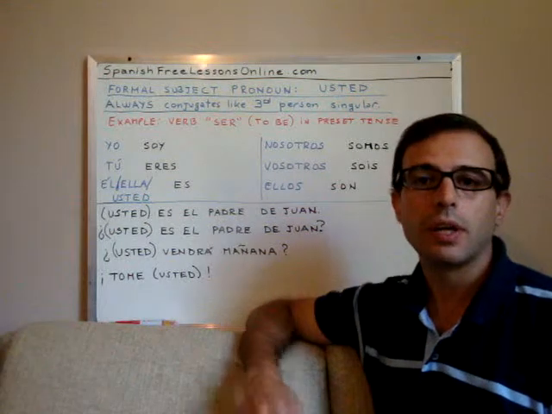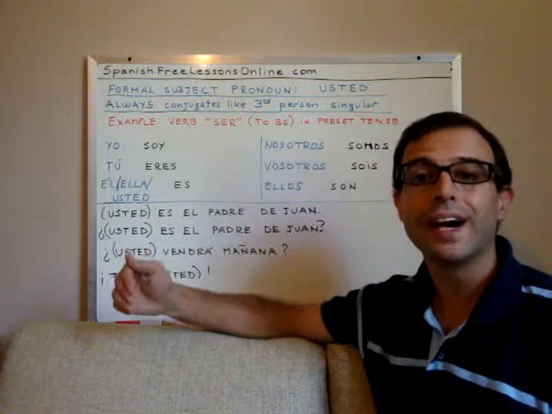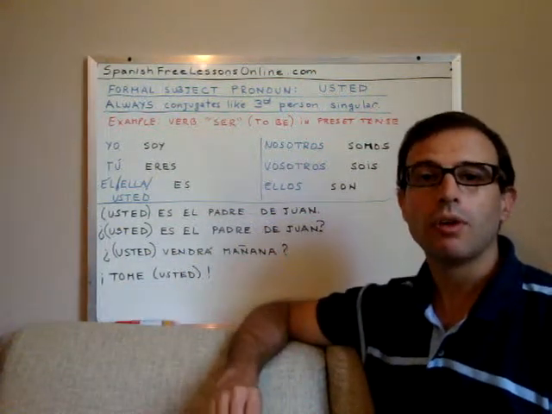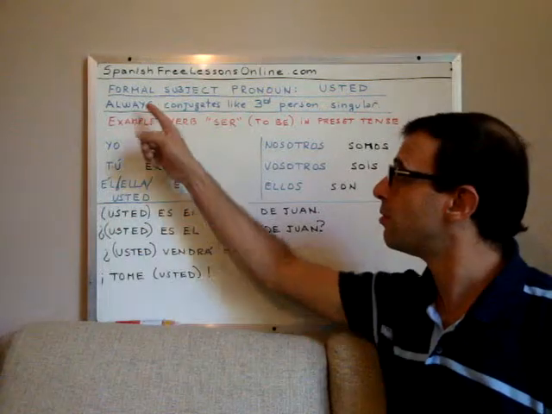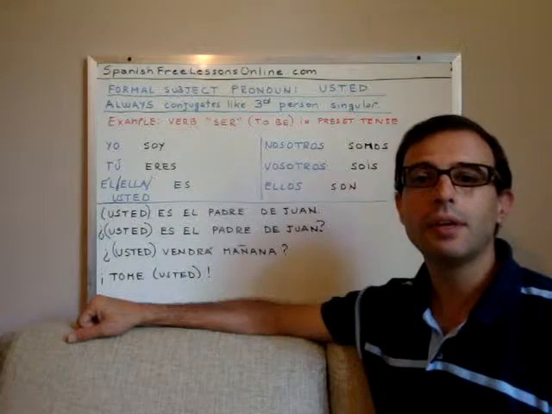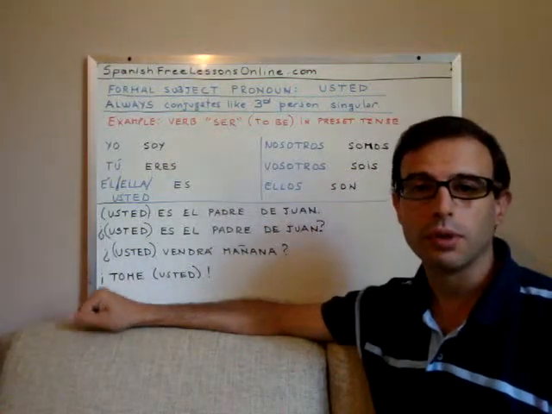So, for example, if I want to ask, can you help me, right? I will not say, ¿me ayudas? I will say, ¿me ayuda? Okay, without the S, because I'm using the formal form, for usted. And it is very simple, very easy, although it's important to know it.